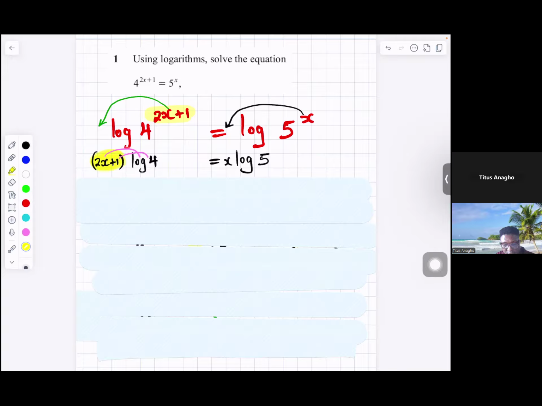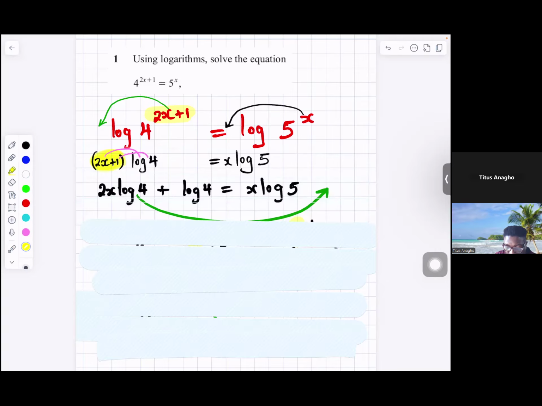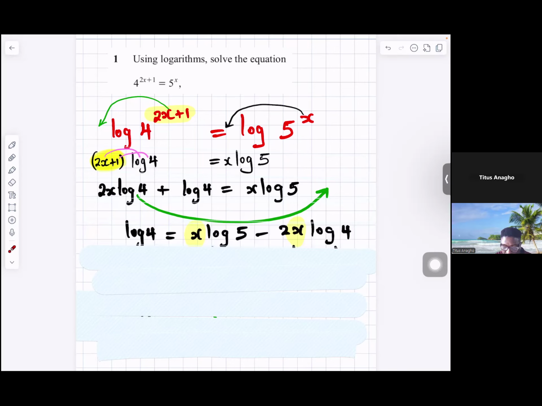Now you can remove the brackets: 2x times log 4, and then 1 times log 4. So it becomes 2x log 4 plus log 4 is equal to x log 5. Now you want to bring all the x terms together. I'll take 2x log 4 from the left to the right-hand side, which makes it easier in terms of the negatives. So it becomes log 4 is equal to x log 5 minus 2x log 4.